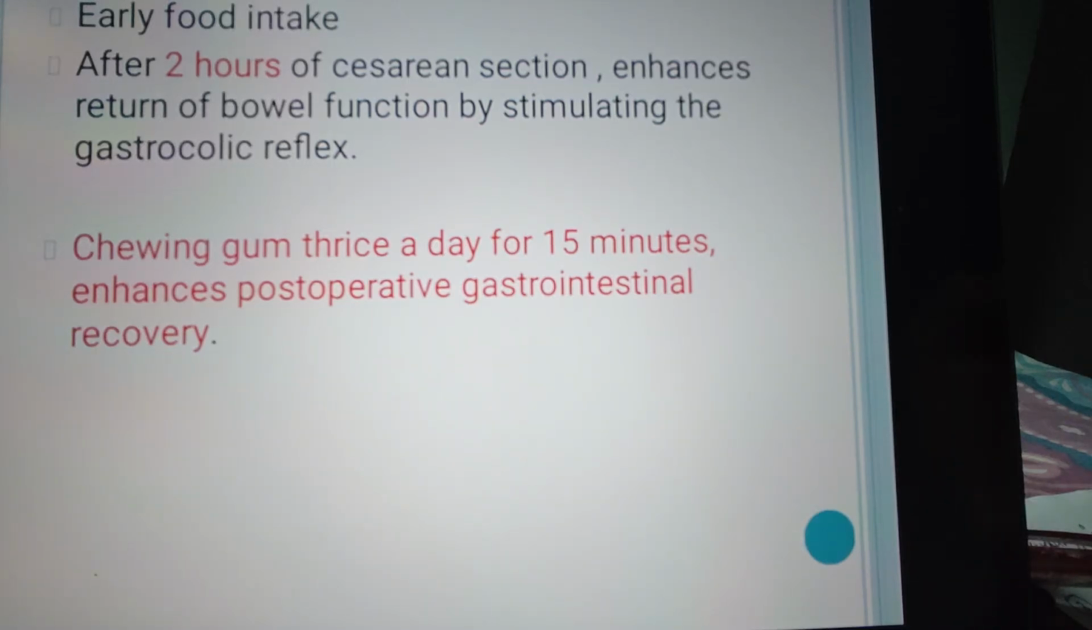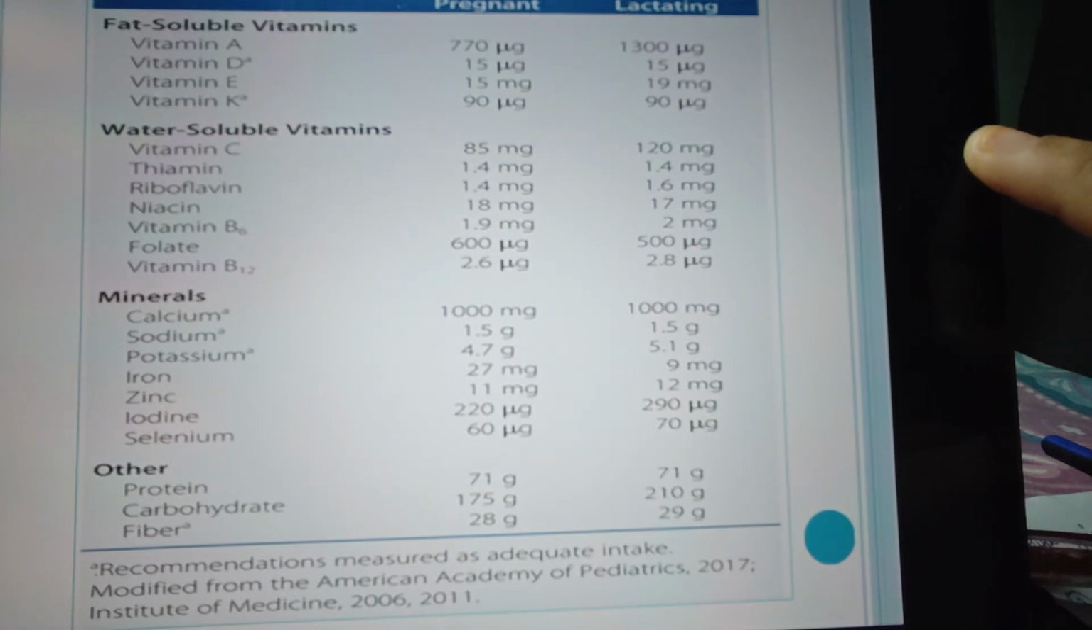So early food intake is advised after cesarean section. Usually we advise the patient to take oral sips after 6 hours of cesarean section, but it can be recommended after 2 hours also, because it enhances the return of bowel function by stimulating the gastrocolic reflex. Chewing gum thrice a day for 15 minutes enhances post-operative gastrointestinal recovery.